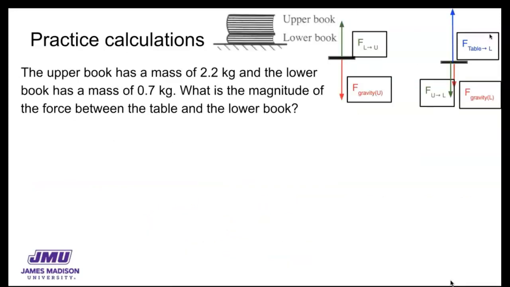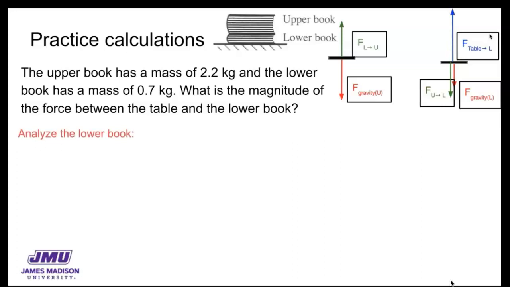Let's take a look at a slightly more complicated one because, again, I'm sure that you're looking at this and saying, I hope he makes it more complicated. Here the question is, what is the magnitude of force between the table and the lower book? The lower book's mass is 0.7 kilograms, but the upper book is now given as 2.2 kilograms. Well, initially, I don't know that I care about the upper book. I'm going to start with the lower book because that's what they're asking about.